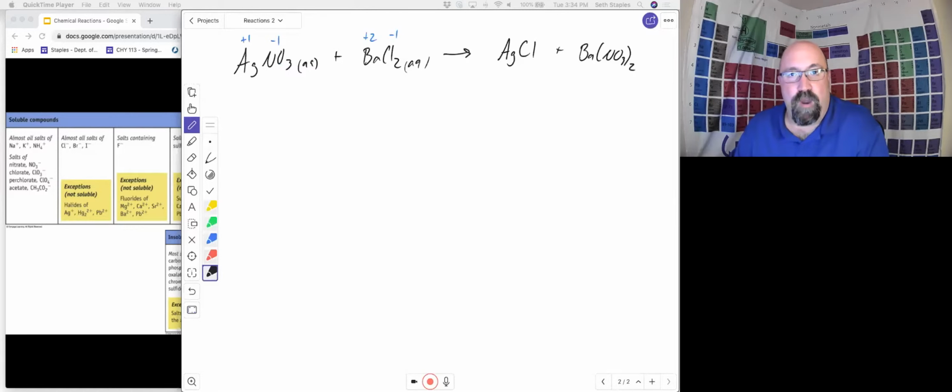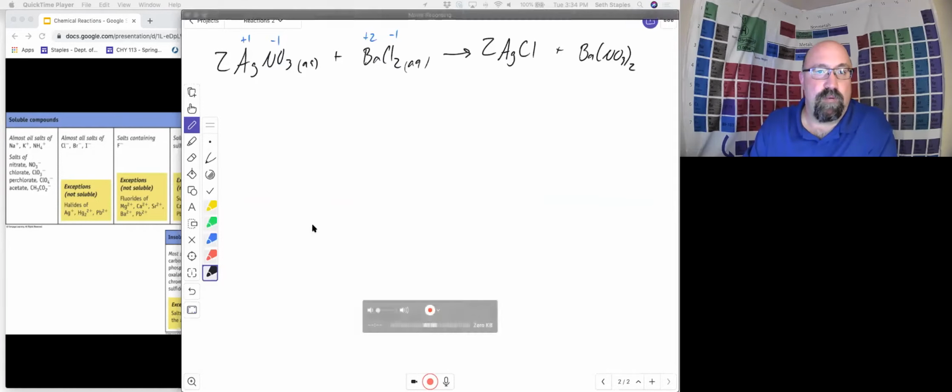So we've determined our products. Our next step is to balance. We're going to need 2 chlorides on our product side. That now gives us 2 silvers, so we need to place a 2 here, which gives us 2 NO3s, which works out because we have 2 NO3s in our product side.